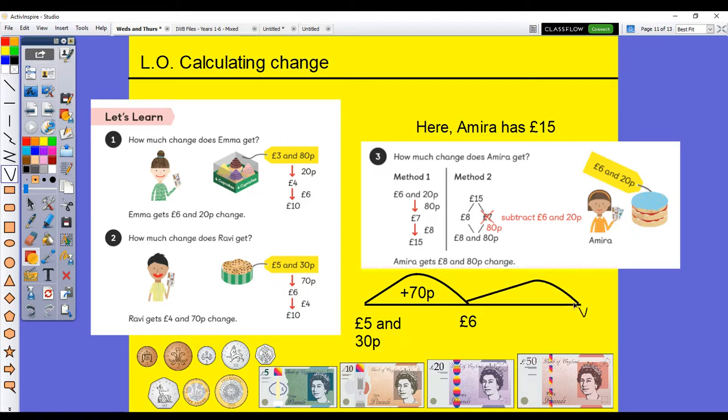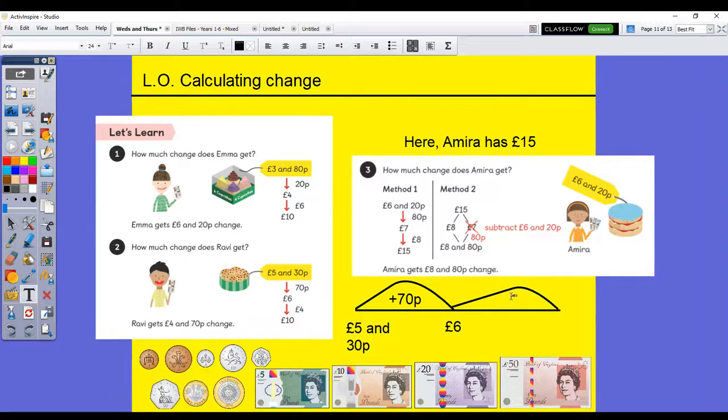Okay, so we're calculating how much change we're going to get. So £6 plus £4 is going to be £10. So if we count up how much we've calculated, £4 and 70 pence. So Ravi will get £4 and 70 pence.